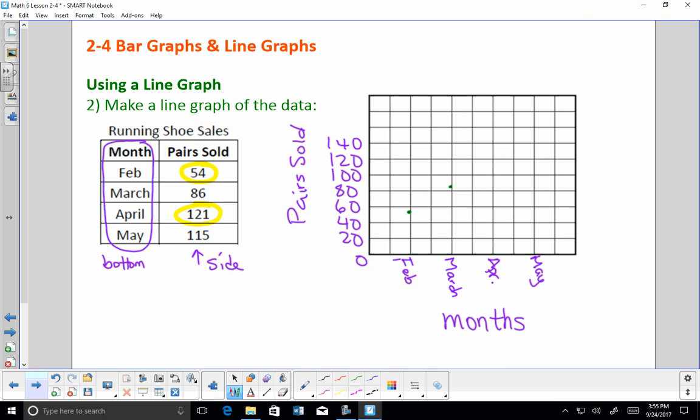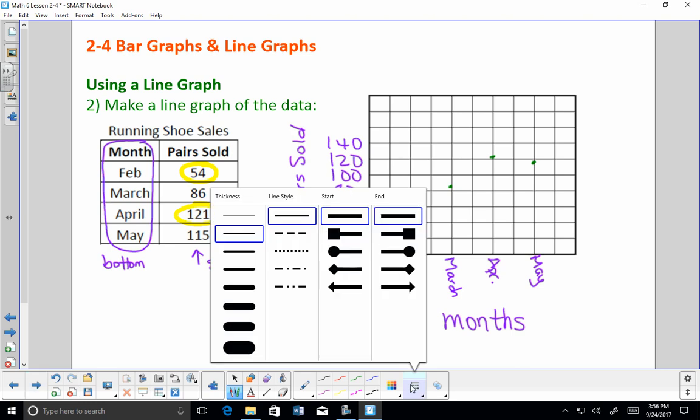April was 121, so we'll go all the way up to 100 and go just barely past 120, and that'll give me April. And then May was 115, so 115 is going to be a little lower than 120, so probably about there. Last thing we should do, connect them with a straight line, and if I were you, I would use a ruler. I will do the best I can to use my ruler.